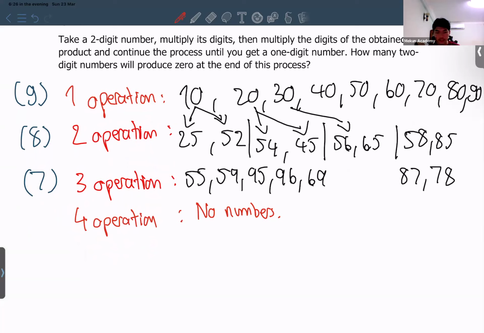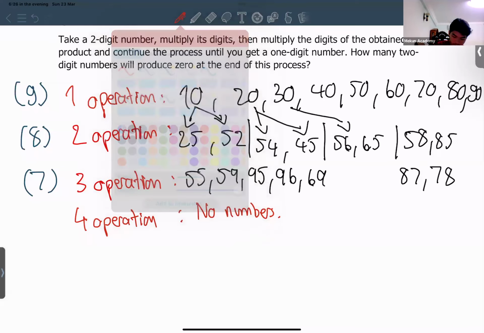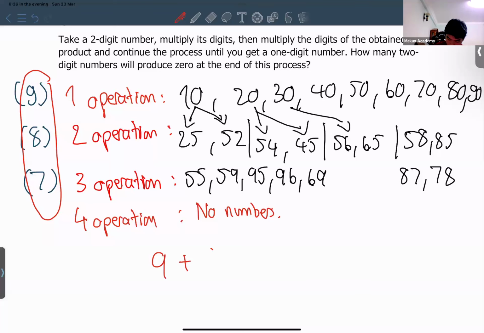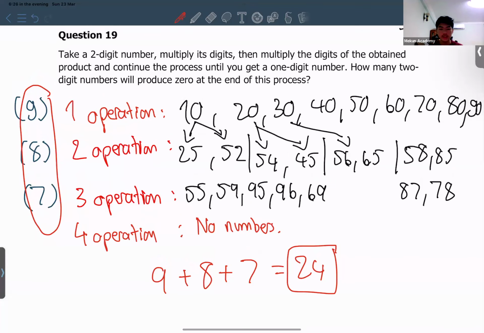Five operations, six operations, there's no more number that, when you multiply the digits, will become zero. So from this, you can just find the total of it, which is here: 9 plus 8 plus 7, which equals 24, which is our answer for this question. So, are there any questions?